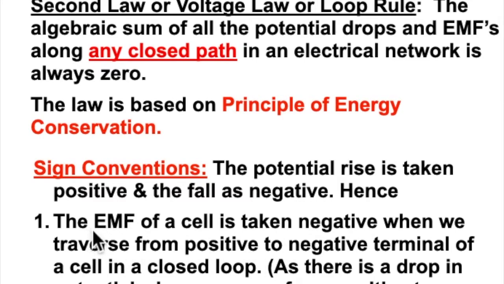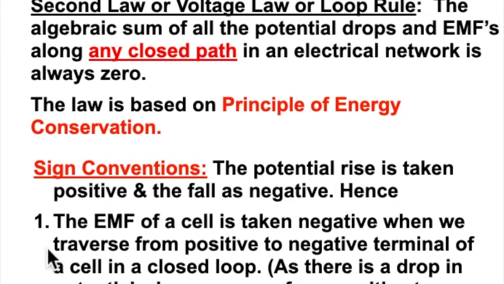Sign conventions are for the EMF of a cell as we move along the closed loop. The EMF of a cell is taken as negative when we traverse from positive to negative terminal of a cell. Why negative? Because we are going from positive to negative, there is a drop, and the drop of potential is taken as negative.